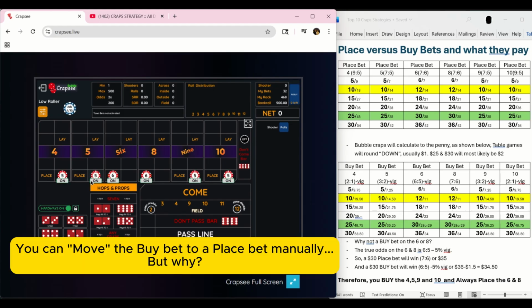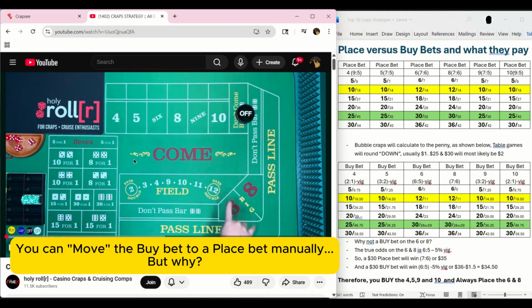Okay. So even though you don't have the designation on the table as buy or place, you could always ask the dealer at the casino, are you paying the 5 and the 9 as if they were buy bets or place bets?